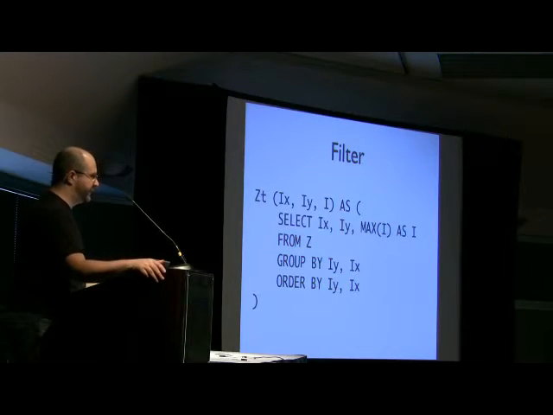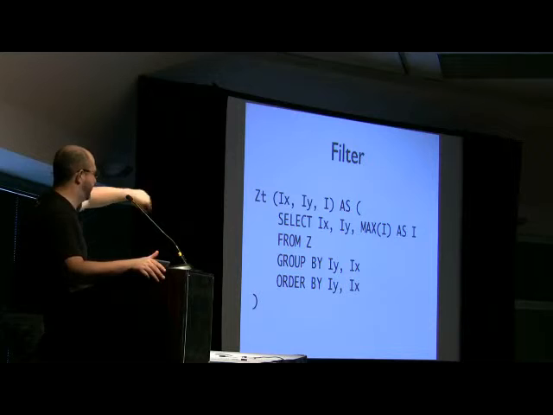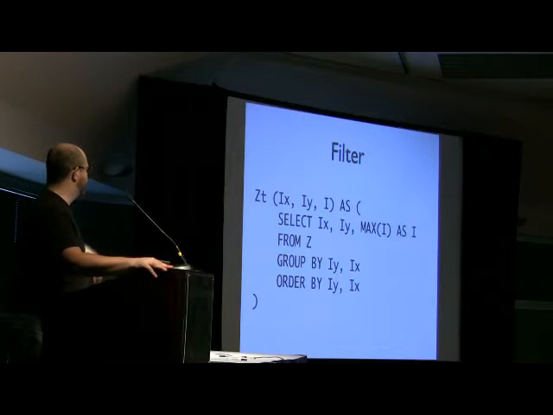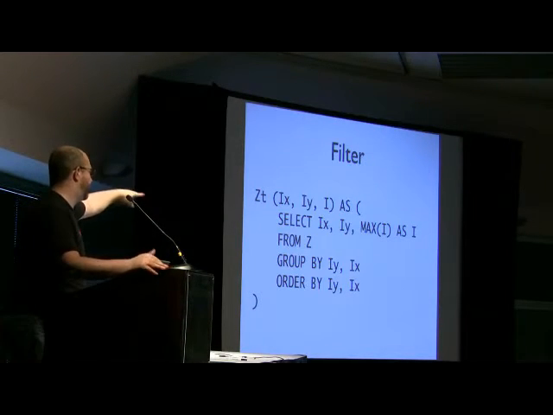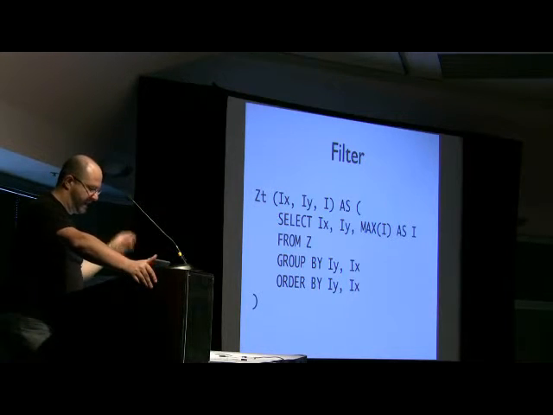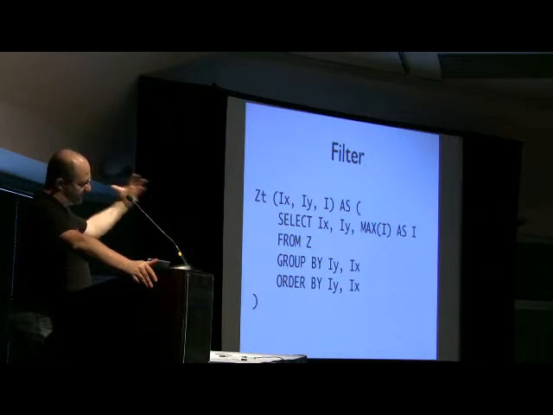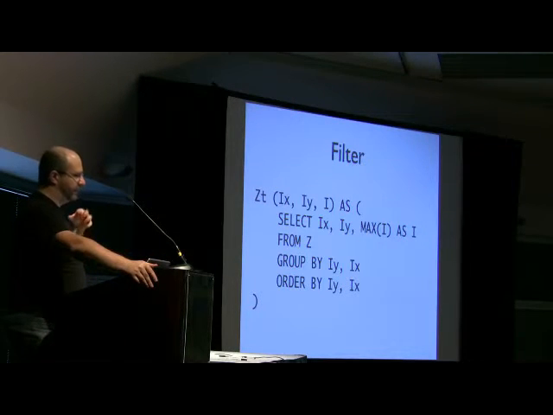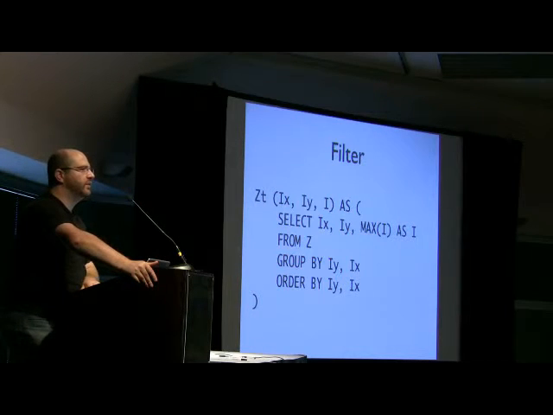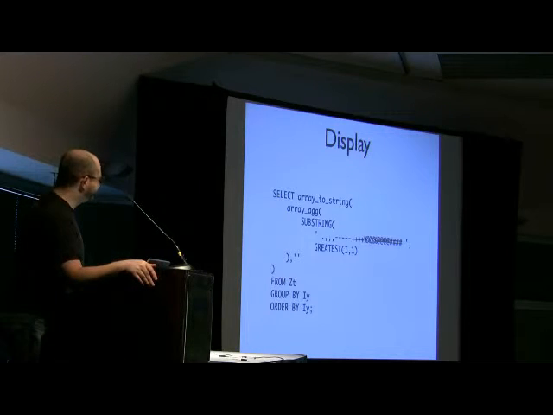We want to filter these. We want just the top ones, the max i's for each point in the plane that we are looking at. Then we group by i, y, and order by y, x. Now that we've got the points we want and filtered out just the ones we want, we need to display these on the screen somehow.